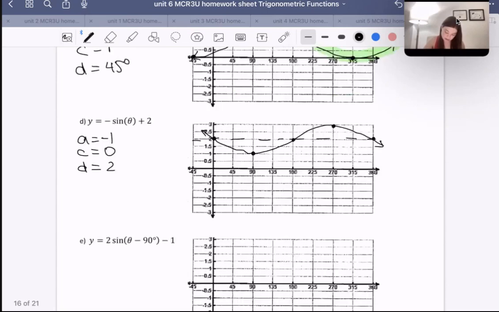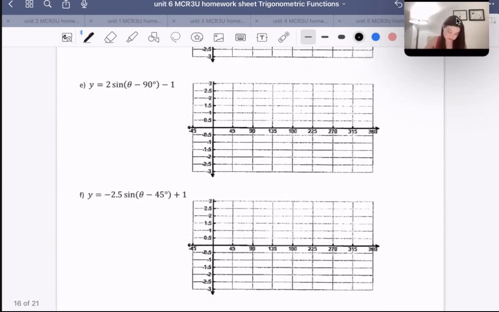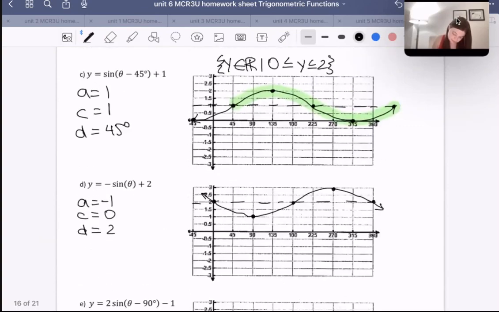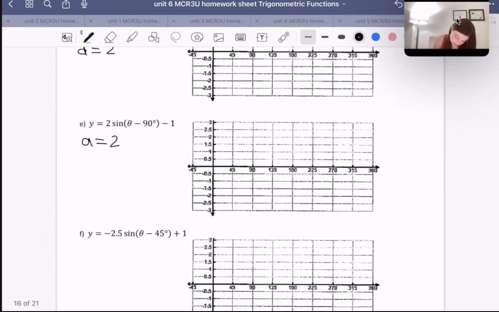All right, and we have 2 more left. Let's try E. Okay, so this time we actually have 3 non-default things, which is going to be interesting this time. We have that A is 2. We have that D is 90. And we have that C is -1. So this time, our midline is going to be at -1.